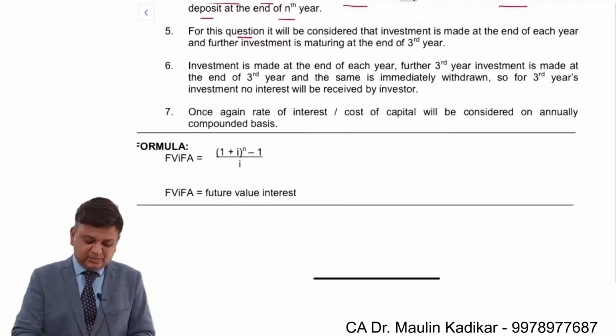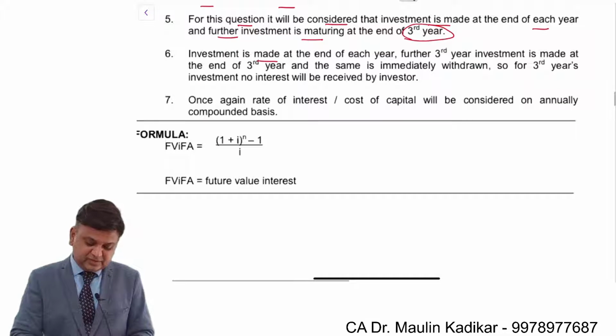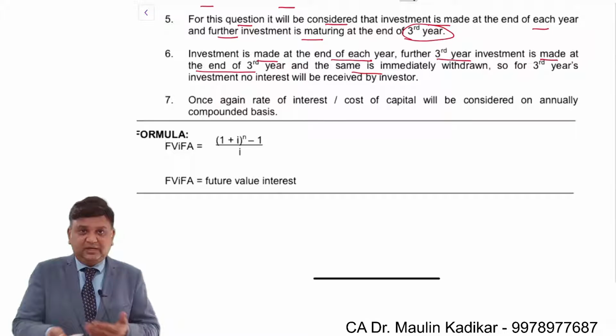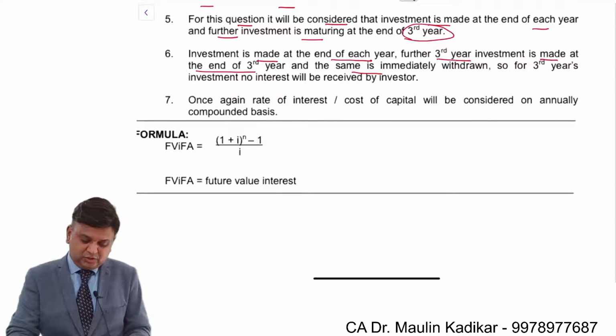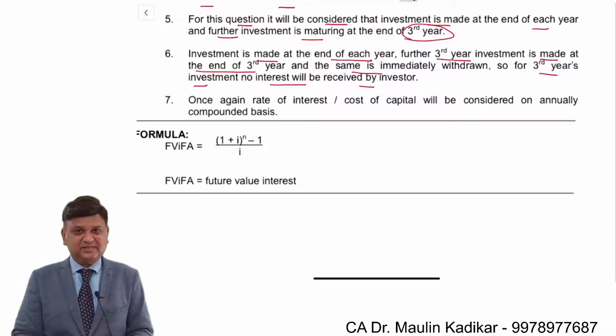For this question, it will be considered that investment is made at the end of each year, and further investment is maturing at the end of the third year. Third year investment is made at the end of the third year, and the same is immediately withdrawn. So for the third year investment, no interest will be received by the investor.